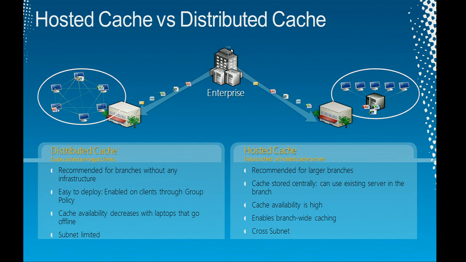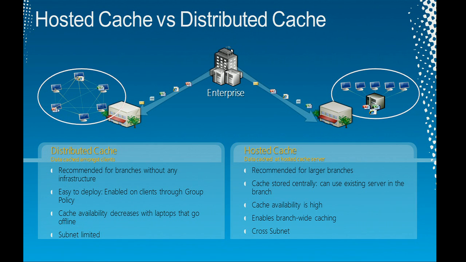Number 2, subnet limited. Because of the way BranchCache operates with a multicast broadcast for distributed cache mode, it will not cross subnets. Now, if you have a branch office that has multiple subnets, then we cross over to doing hosted cache mode. We don't go across subnets for distributed cache mode.